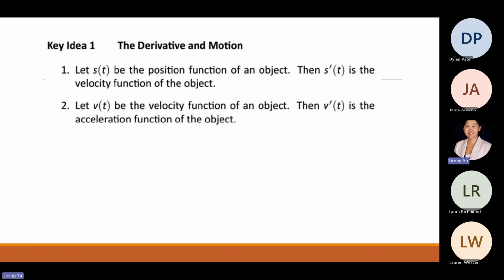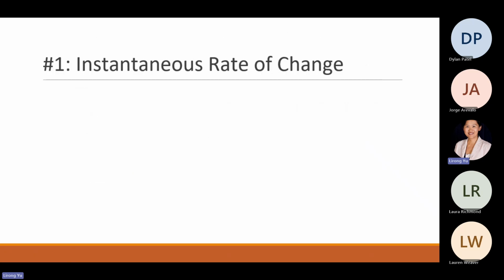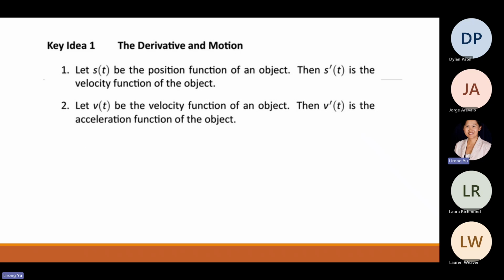All right, so this is the first interpretation, understanding it as instantaneous rate of change, and another thing about the rate of change is its relation to motion. This is something we often talk about in physics. Suppose you have a function that represents the position of a moving object, then the derivative of the position function will be called the velocity function, and the derivative of the velocity function is called the acceleration function.